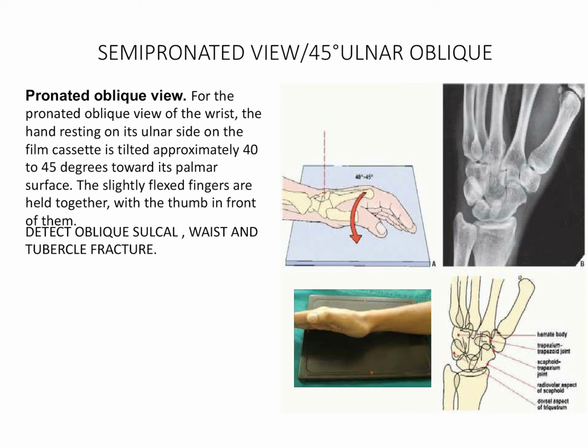This is the semi-pronated view or oblique 45 degree ulnar oblique view, that it detects the oblique sulcus, waist and tubercle fracture. Next.